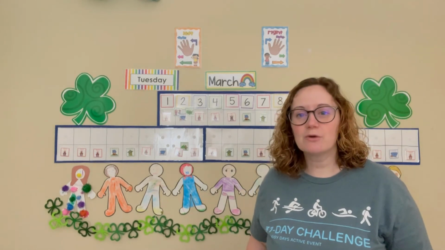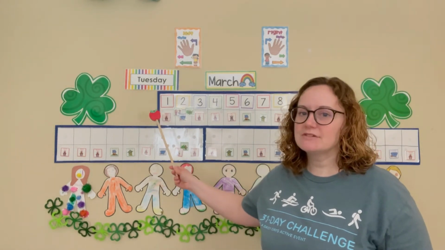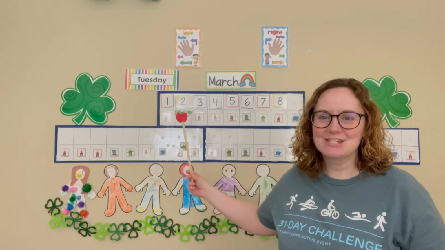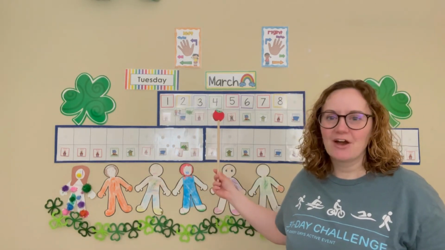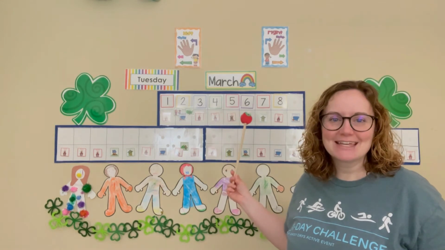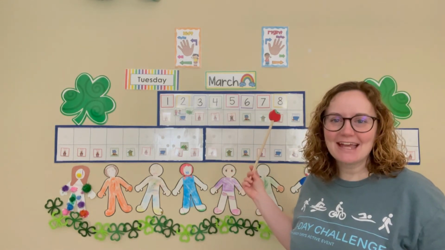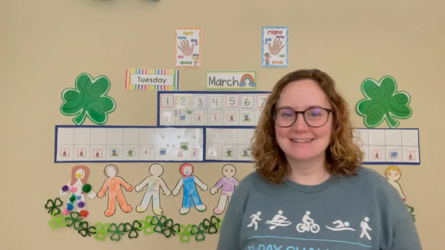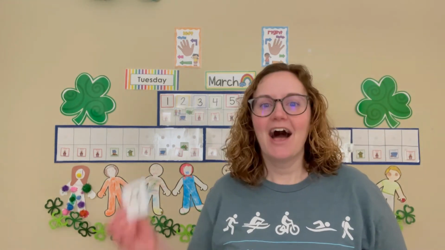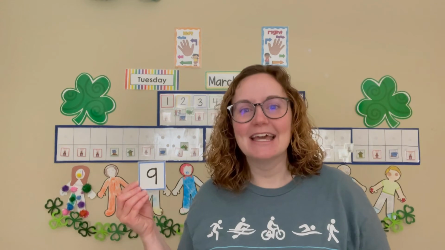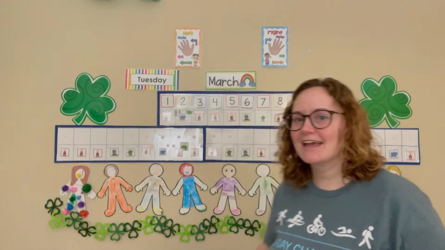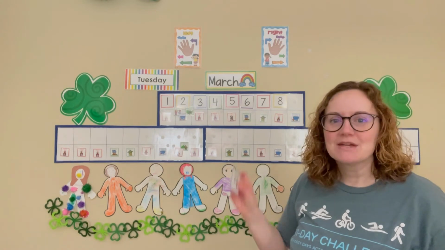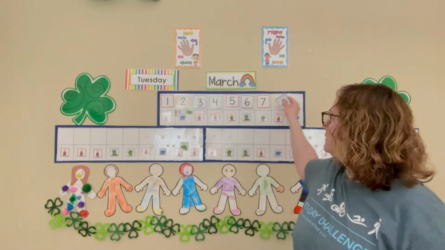Friends, can you count with me? And remember, when we're counting, we're going to start with the number one. One, two, 3, 4, 5, 6, 7, 8. What would come next? What comes after 8? The number 9. Today is the 9th day of what month? March. So I'm going to put our number 9 up on the wall.